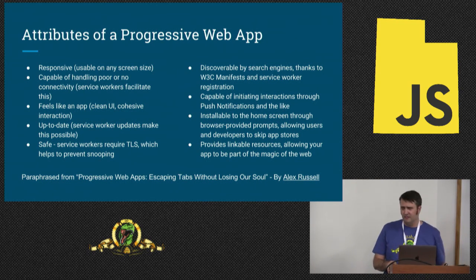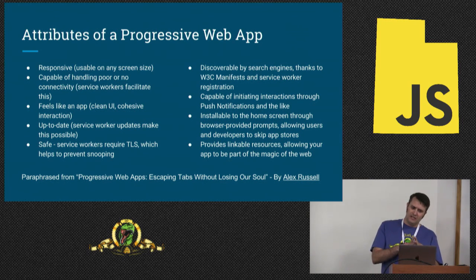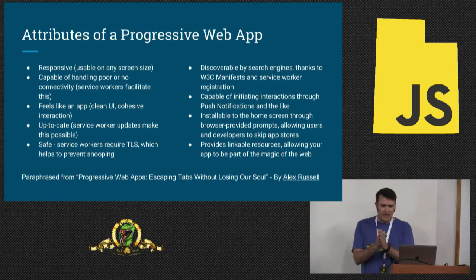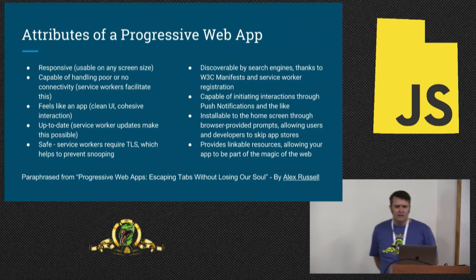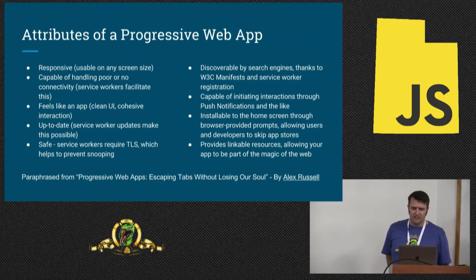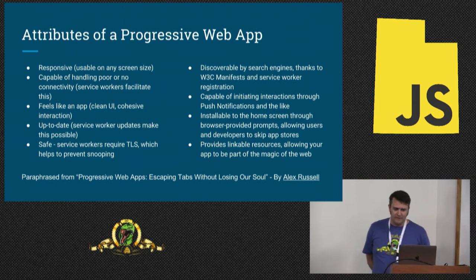It's safe because you send all your traffic over TLS. You can't do a service worker without using TLS. It's discoverable with W3C manifests, which are still pretty experimental. You can be discoverable by search engines, and it also enables a lot more app behavior. It's also capable of initiating interactions through push notifications and other traditionally app-like features. You can install it to the home screen in certain cases through browser-provided prompts. That's going to get more and more common over time.